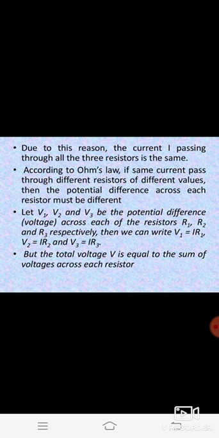So we can write V1, V2, V3 as the potential differences across the resistors R1, R2 and R3 respectively. Then V1 is equal to IR1 from Ohm's law, V2 is equal to IR2 and V3 is equal to IR3. But the total voltage V is equal to the sum of the voltages across each resistor, so V is equal to V1 plus V2 plus V3. Substituting, V is equal to IR1 plus IR2 plus IR3. On the right side all the terms have the same I, so we can take I outside: I into R1 plus R2 plus R3.